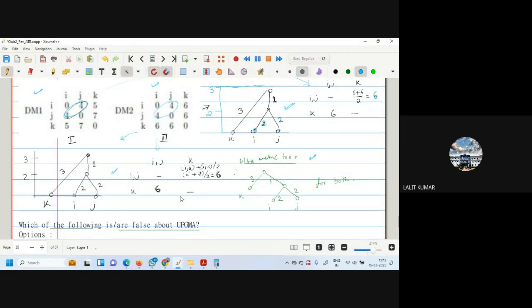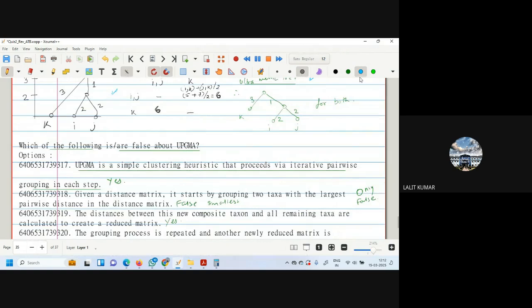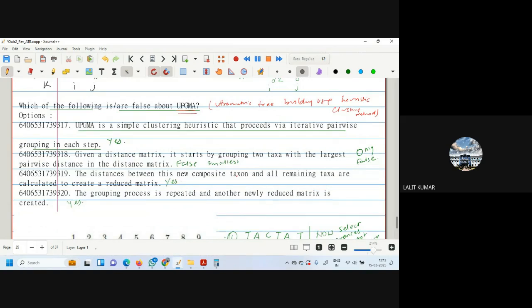Building an ultrametric tree. Okay. Now we come to UPGMA. So UPGMA is a heuristic method by which you build the ultrametric tree, using a heuristic clustering method. So what do we do in this? It is a simple clustering heuristic that proceeds by iterative pairwise grouping.